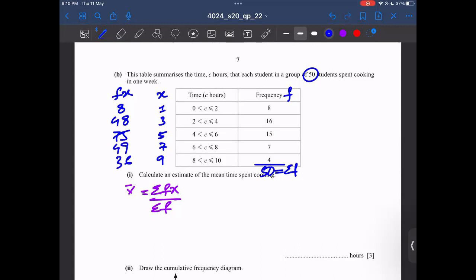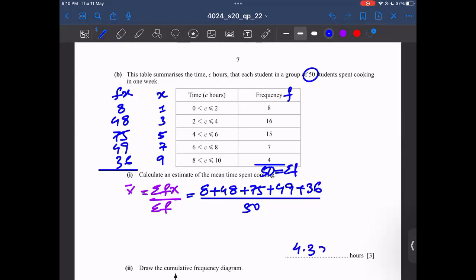And what is the sum of fx? I'm going to add all of these values: 8 plus 48 plus 75 plus 49 plus 36, divided by the sum of f, that is 50. Just add all of these values. It is divided by 50 here as well. So 4.32 is going to be your exact figure, your mean over here.